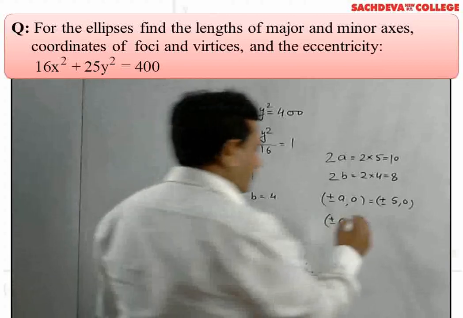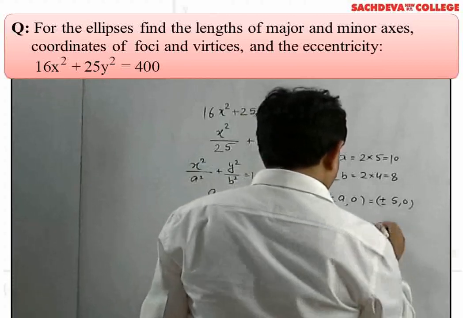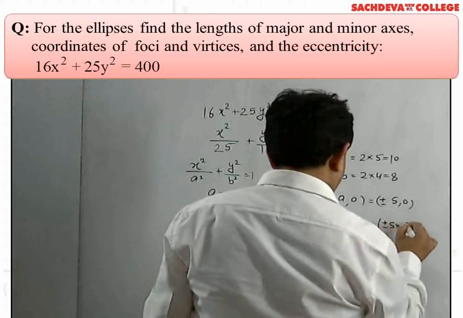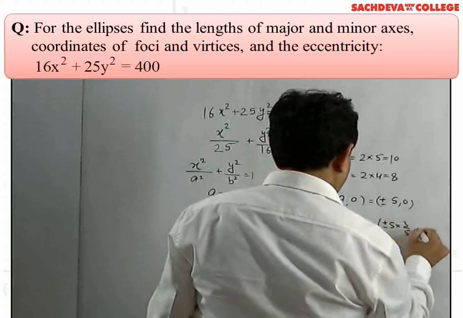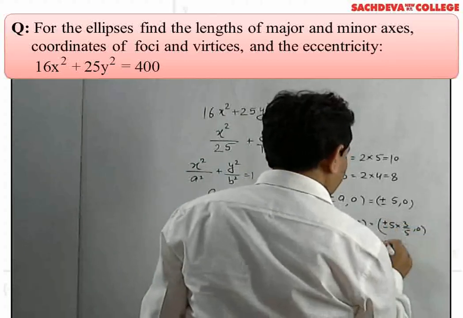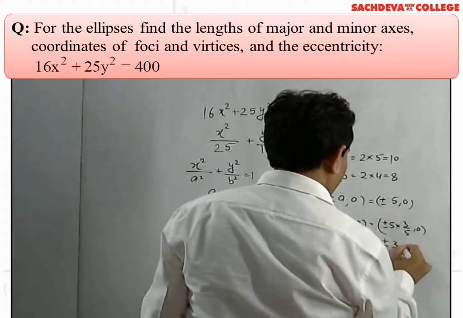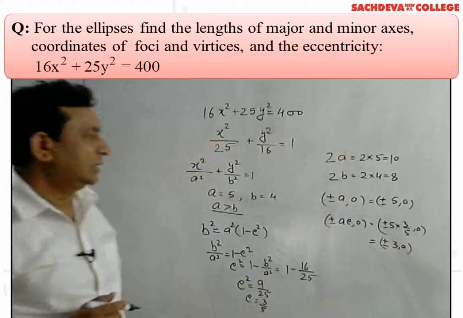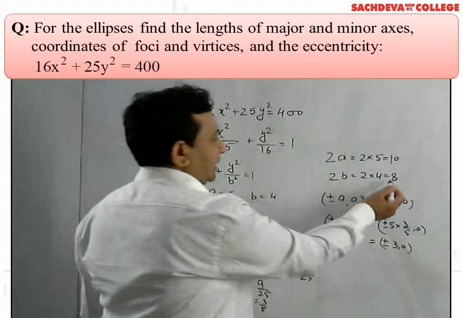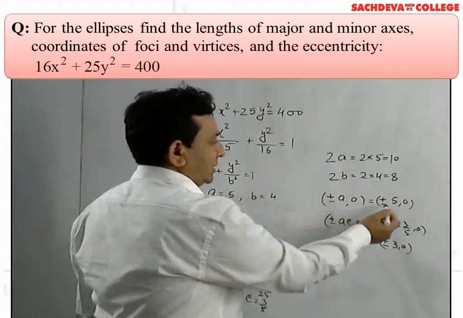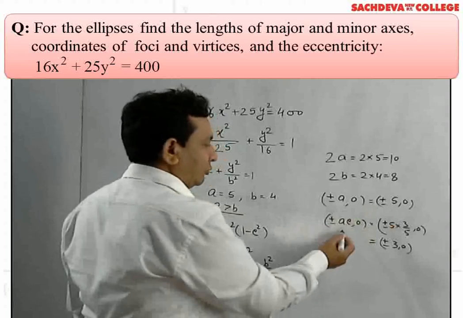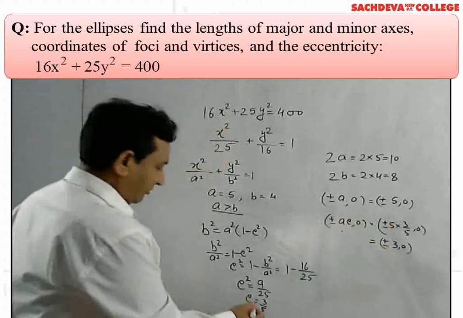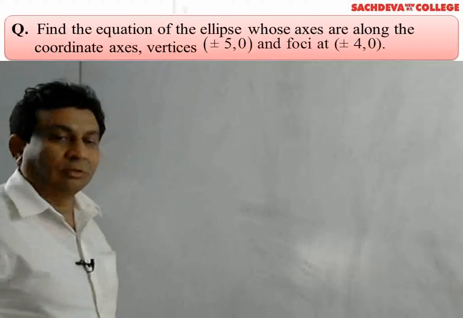So coordinates of focus will be plus minus ae, 0, so will be equal to a is 5 and e is 3 by 5, 0. It means coordinates of focus will be plus minus 3, 0. So length of major axis is 10, length of minor axis is 8, coordinates of vertices is plus minus 5, 0, and coordinates of focus will be plus minus 3, 0, and eccentricity of ellipse will be 3 by 5. Now we solve next problem.